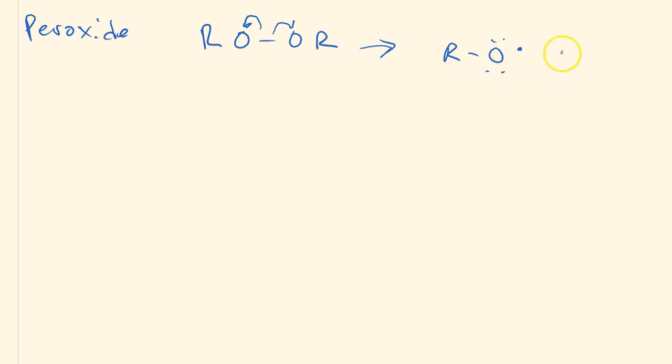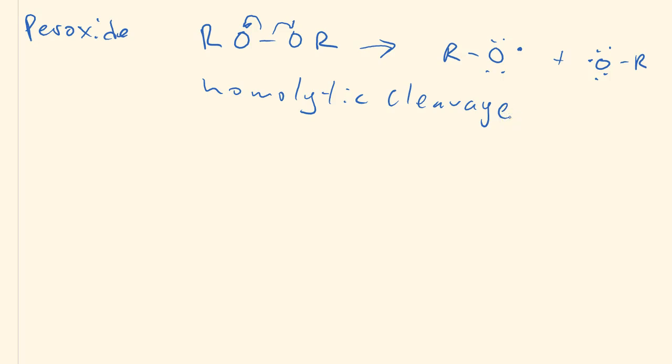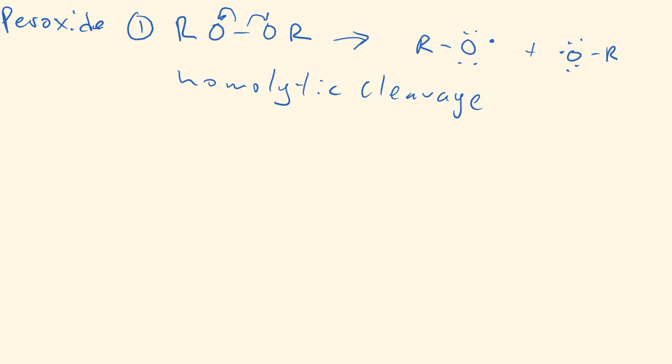So our peroxide is going to look like RO to OR. And in the first step, it's going to do homolytic cleavage. And this is going to give us 2 OR radicals. Right, and you can see those are radicals because they have an odd number of electrons. So that homolytic cleavage is the first step in the radical mechanism.